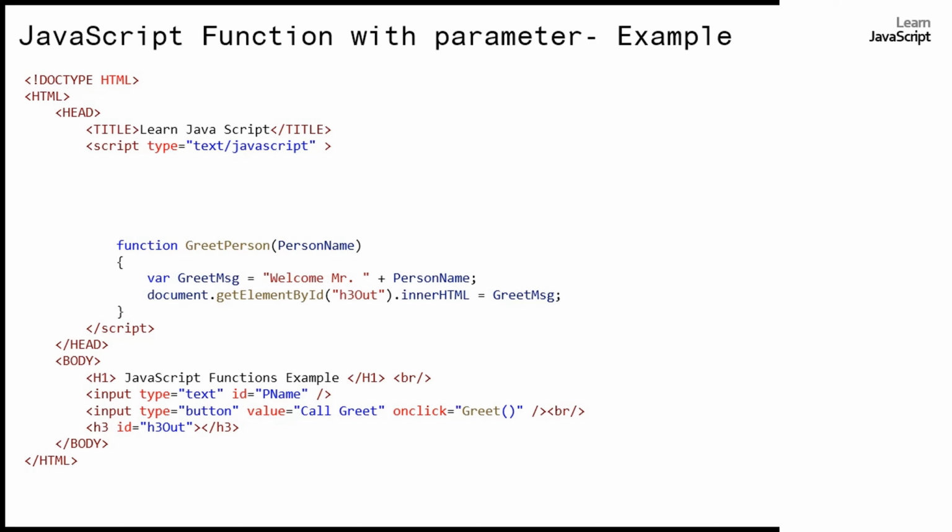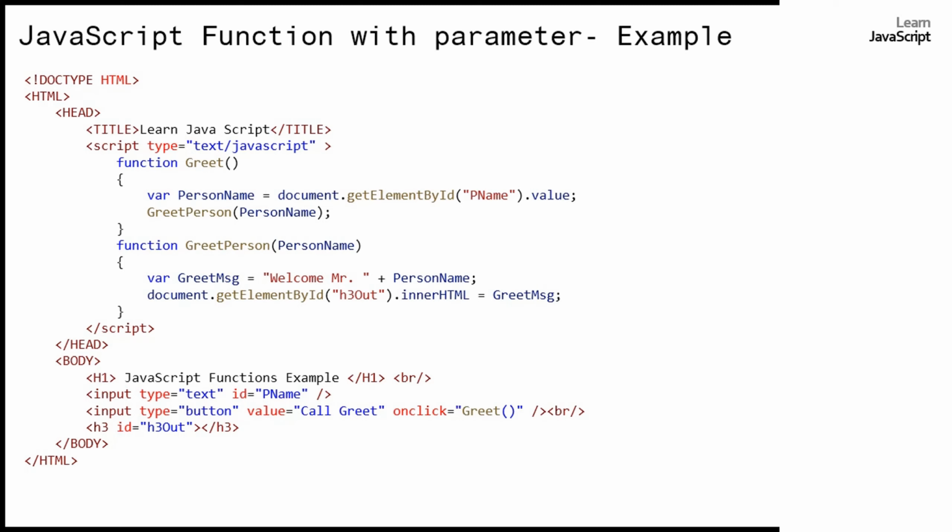Now let us call this function from our greet function. So in the greet, if you see, we are getting an element from the HTML document. So document.getElementById pname, if you look at the bottom, the type is text. So whatever the user types here, we will retrieve that using the value attribute.